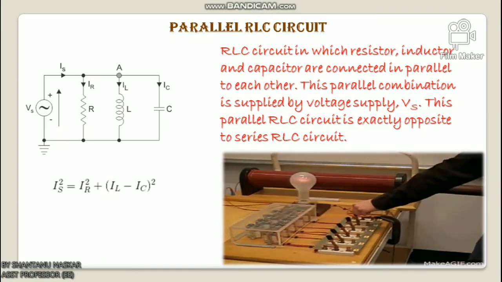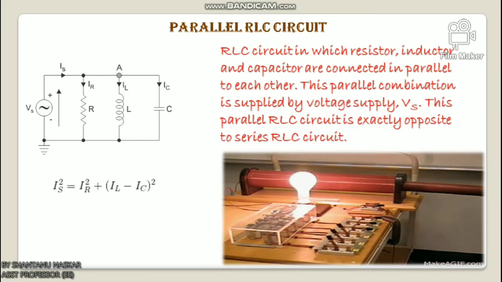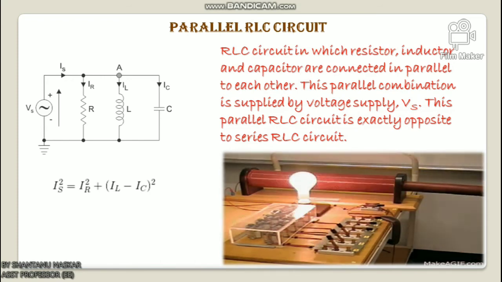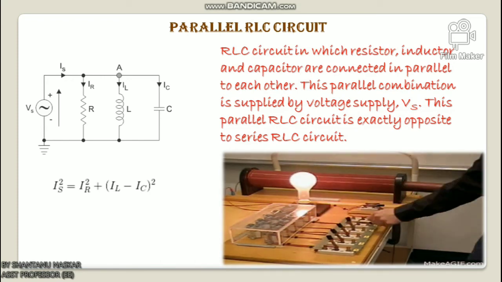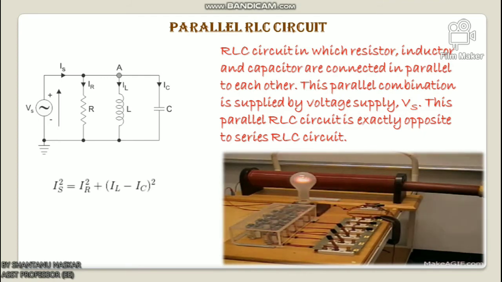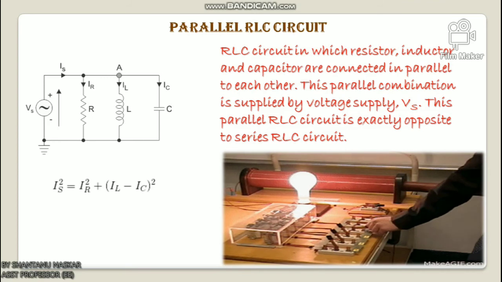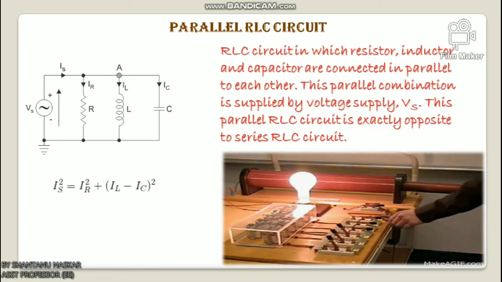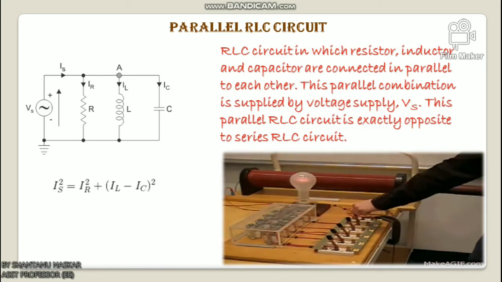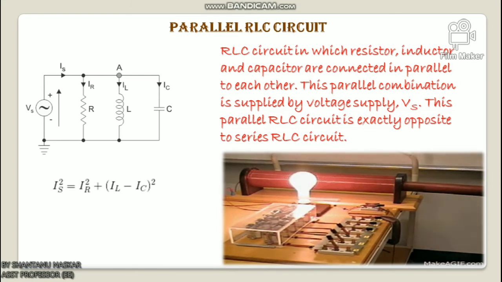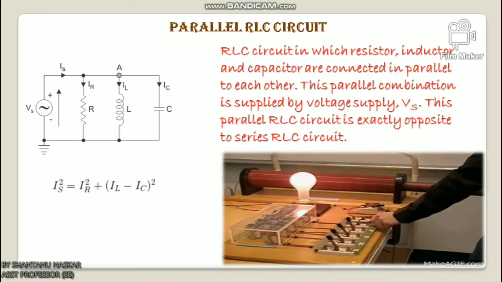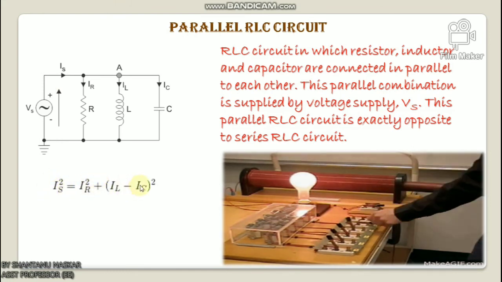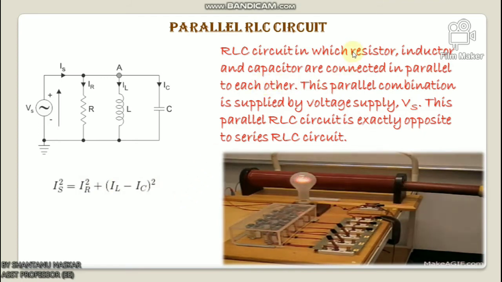So the total current Is drawn from the supply is equal to the vector sum of the resistive, inductive and capacitive current, not the mathematical sum of the three individual branch currents, as the currents flowing in resistor, inductor and capacitor are not in the same phase with each other. So they cannot be added arithmetically. Applying Kirchhoff's current law, which states that the sum of current entering a node is equal to the sum of current leaving the node, we get Is squared equals IR squared plus (IL minus IC) whole squared.